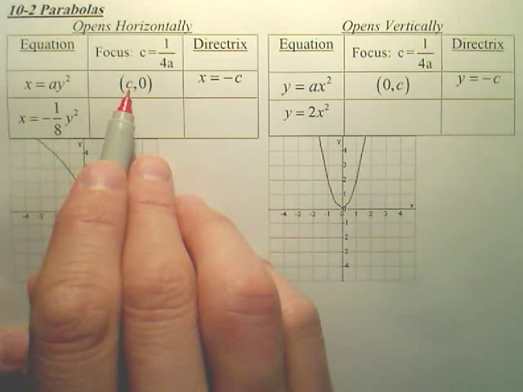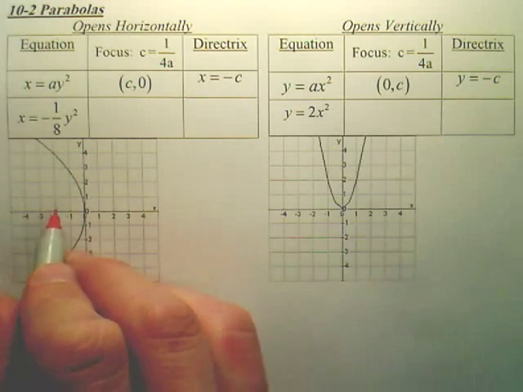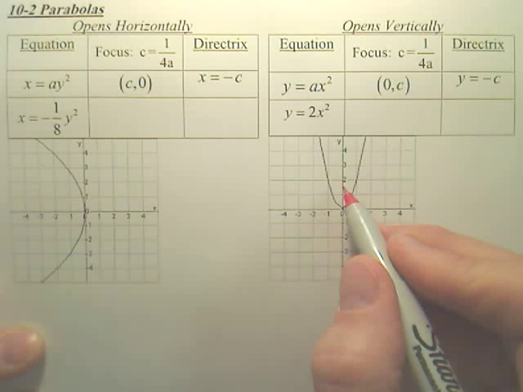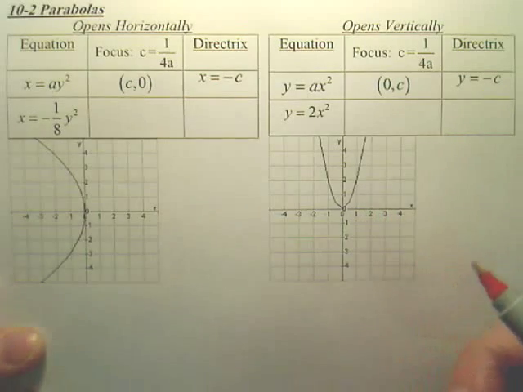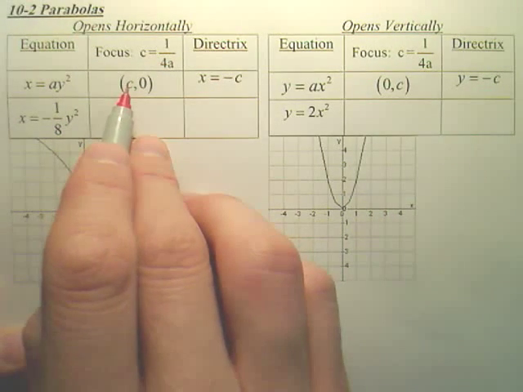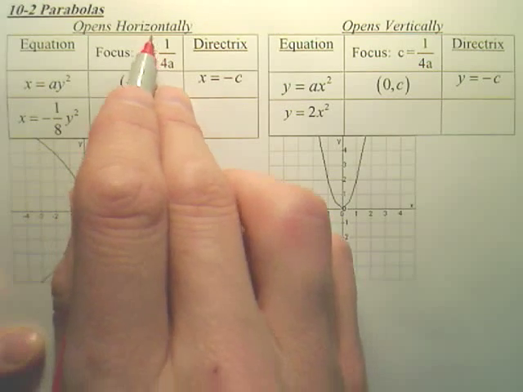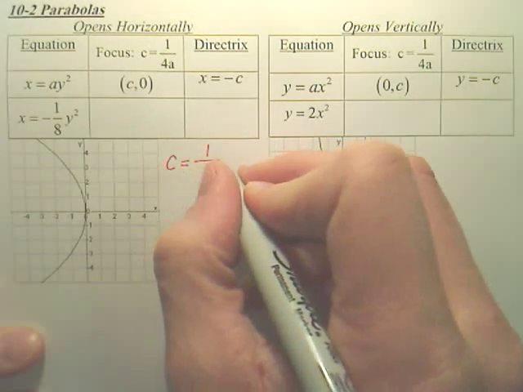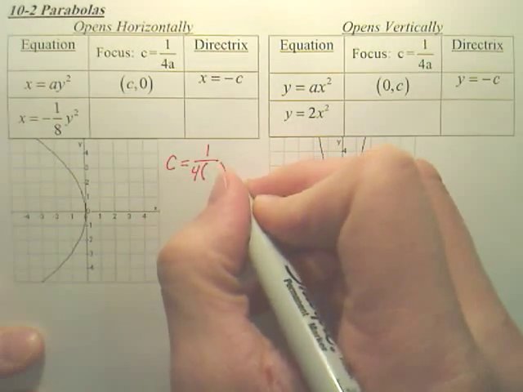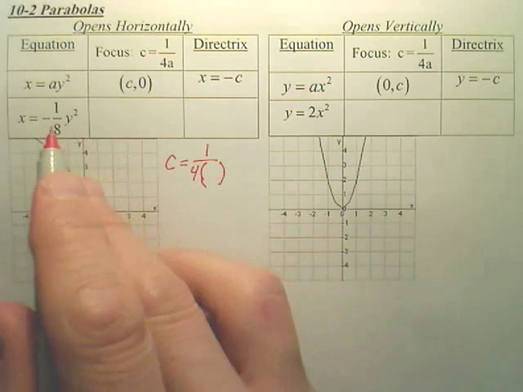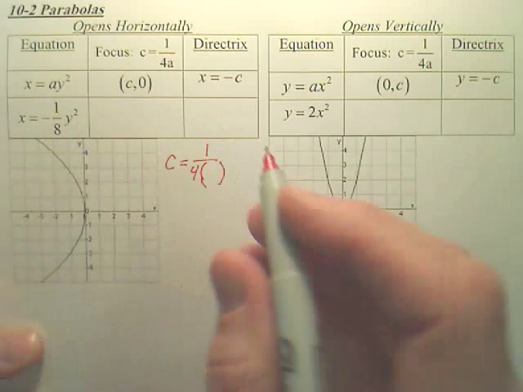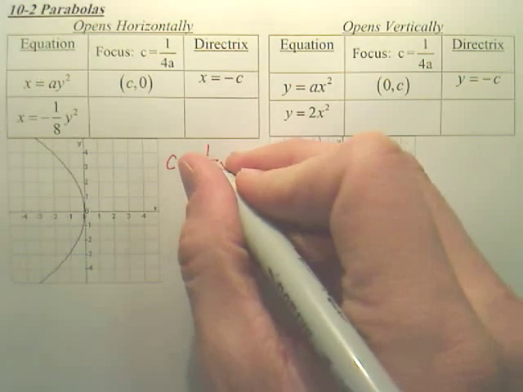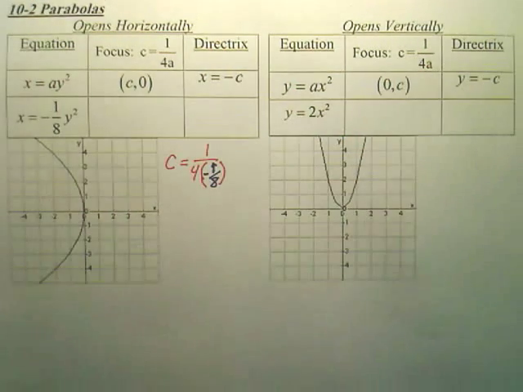Okay, to find the focus, there's a focus somewhere inside of this parabola. It's a dot. It's a focal point. There are a lot of properties related to it. So if I want to find the focal point, I want to find C. Call that the focal point. And there's a formula right here. To find the focus, C equals 1 over 4 times A. Now what's A? Well, look right there. It's negative 1/8. So A, for this particular problem, is negative 1/8.